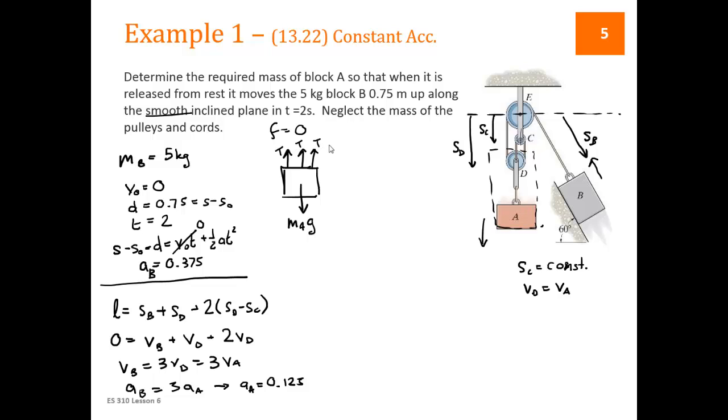T, T, and T. So if we write our F equals ma, what way is this going to accelerate? Well, it's going to accelerate down, so we're going to write our force equation downwards. This is for our body A. The sum of the forces is 3T going up, which is negative because we define down as positive, plus mA times g going down, is equal to the mass times the acceleration a, which is 0.125. We don't know mA and we don't know T, so we're stuck at the moment on that one.